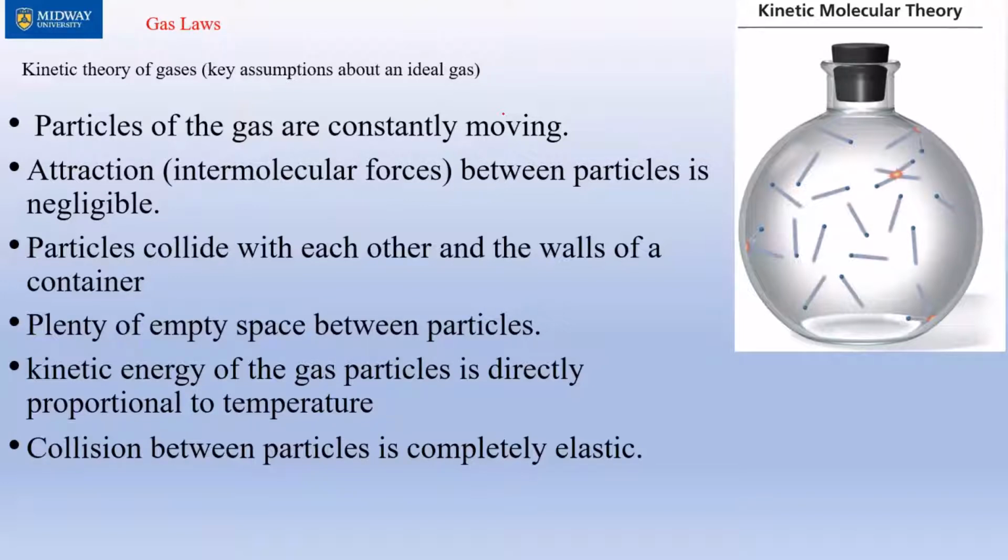Okay, plenty of space between particles. You can see that the space occupied by the particle themselves, which is just this. Okay, this is just the particle. It's called a point mass. This is the volume occupied by just a single particle. Look at the size of the container. It's massive. So what that means is all of this is empty space. There's plenty of empty space between particles.